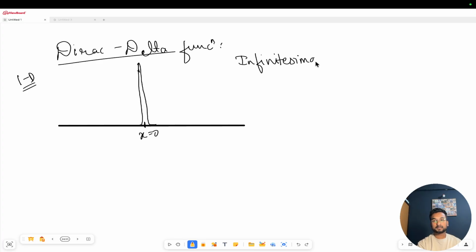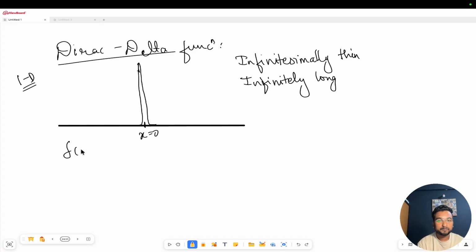Infinitesimally thin means very thin, that means it is very less in area. Thickness will be very small, and infinitely long, that means it will be very long. Okay, so this is the Dirac delta function.